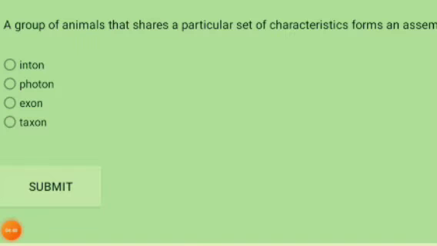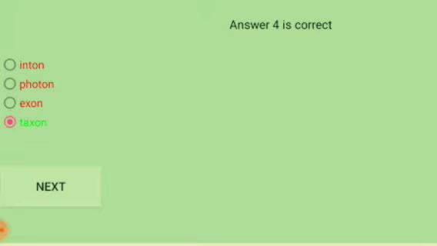A group of animals that shares a particular set of characteristics forms an assemblage called option A, intron, B, photon, C, axon, D, taxon. So a group of animals that share a particular set of characteristics forms an assemblage called a taxon. Option D is correct.